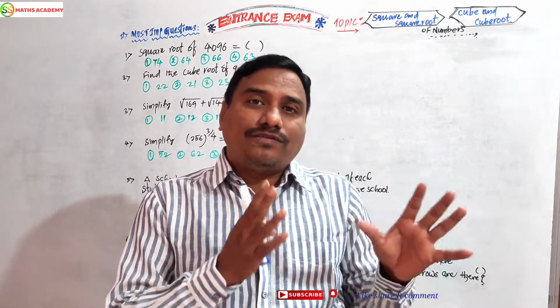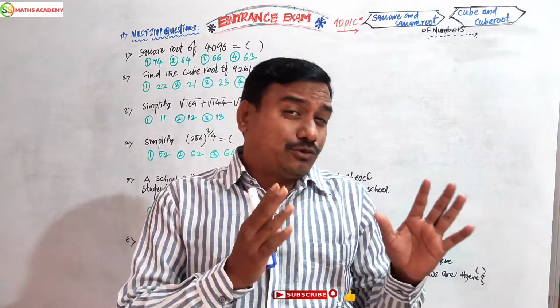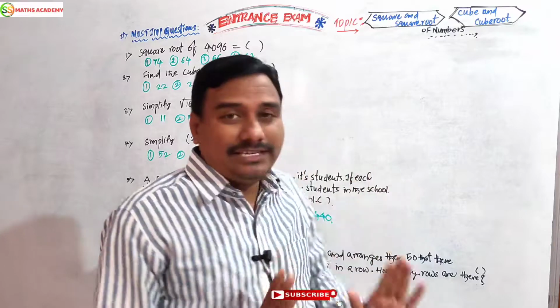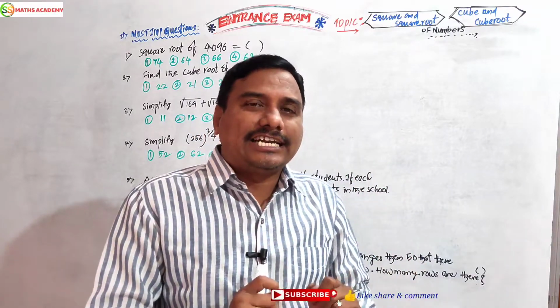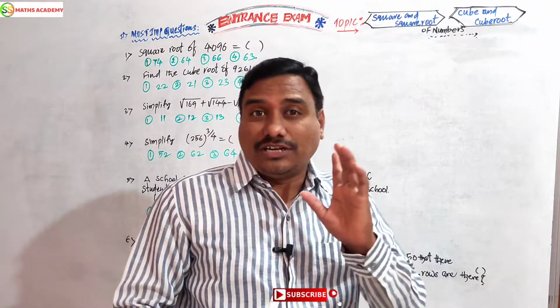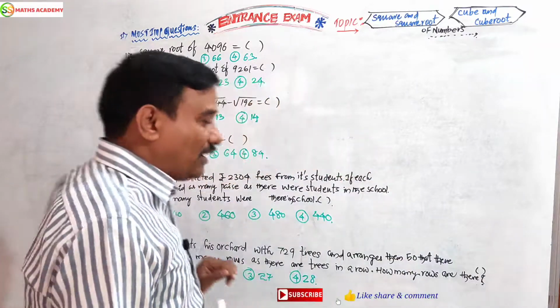If you keep the cubes of numbers up to 10 and the squares of numbers up to 30 in your mind, this chapter will be easy. Okay? Just practice well, then you can attempt all the questions without any tension. Now let us see question number 1.